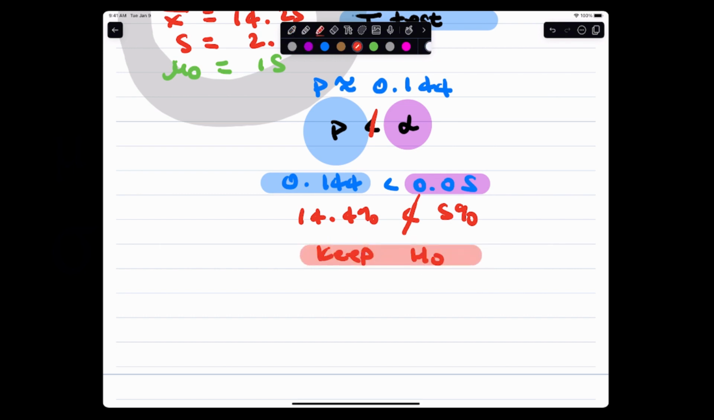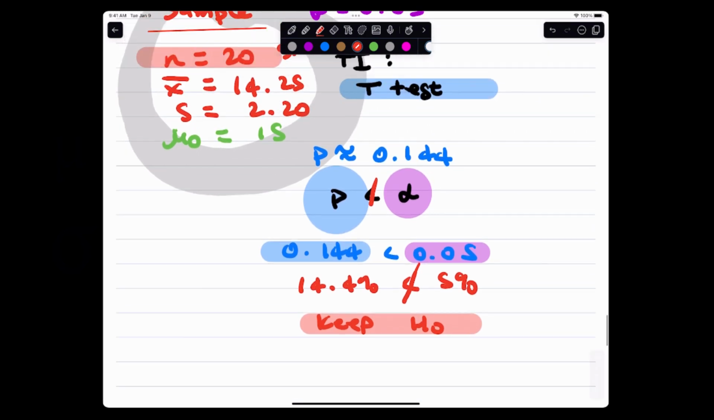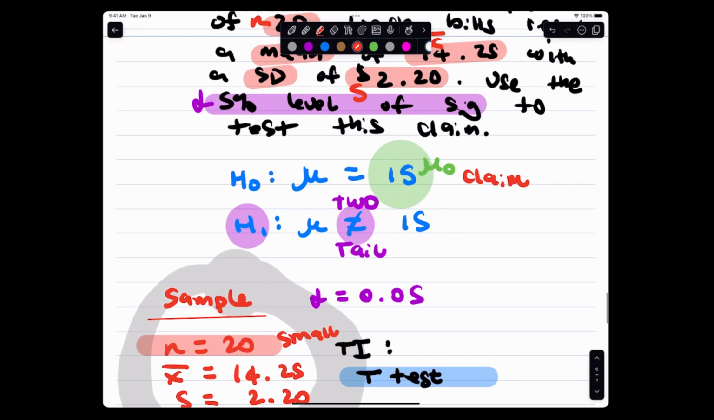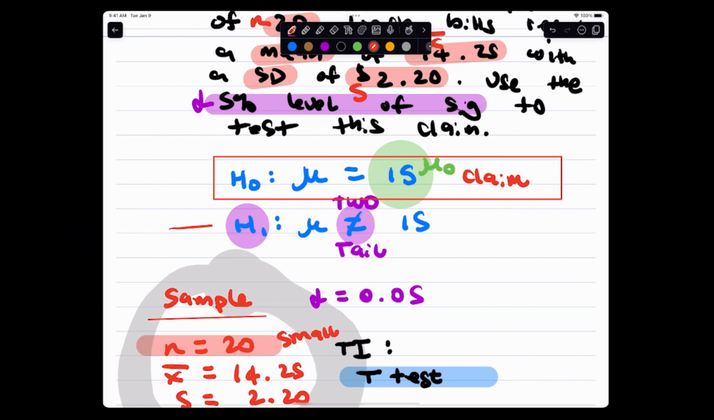If it's less than, we say the null has to go. But if it's not, it doesn't go. We keep the null. It's not smaller than the level of significance. So keeping the null, we hug this null, ladies and gentlemen. If you want to see it specifically, keeping the null really means getting rid of the what? Alternate.